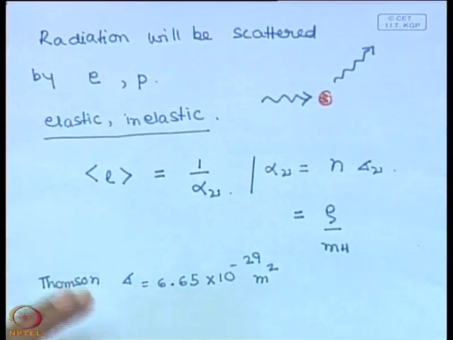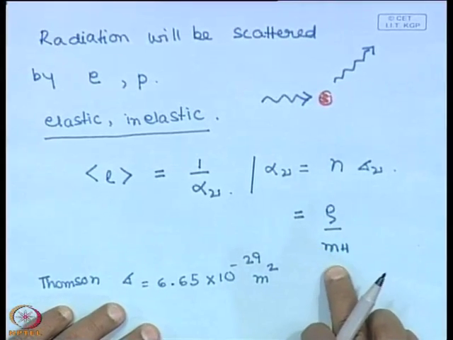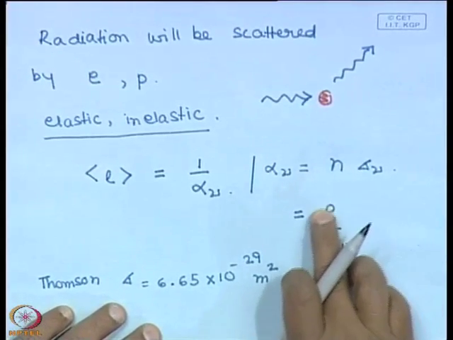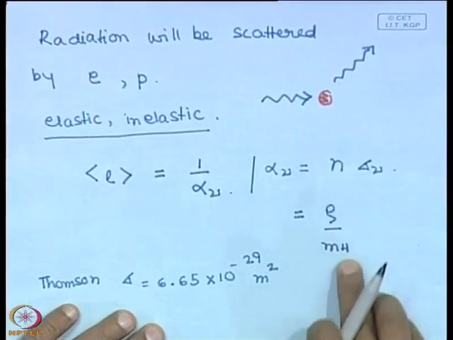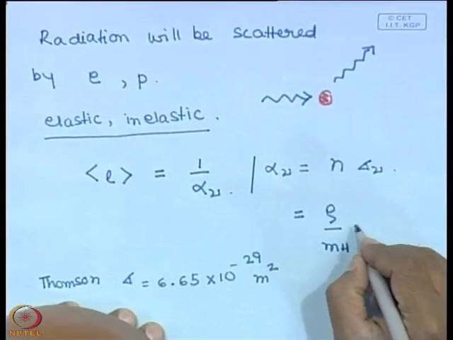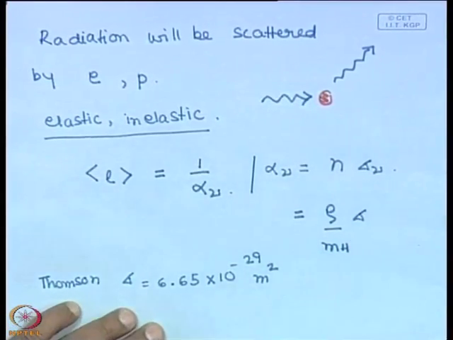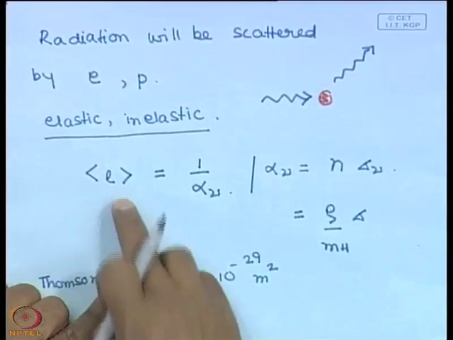So, the electrons inside the sun will scatter the radiation, and the number density of electrons is the same as the number density of hydrogen atoms, because it is all ionized, singly ionized. So, it is the density divided by the mass of the hydrogen atom, times the value of sigma. This will give me the absorption coefficient, and 1 by this absorption coefficient will give me the mean free path.